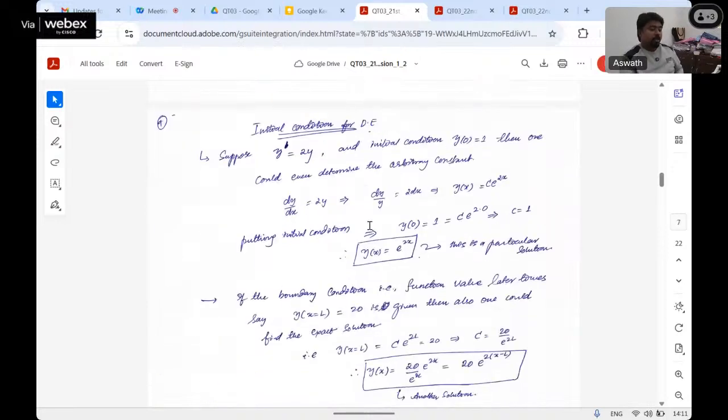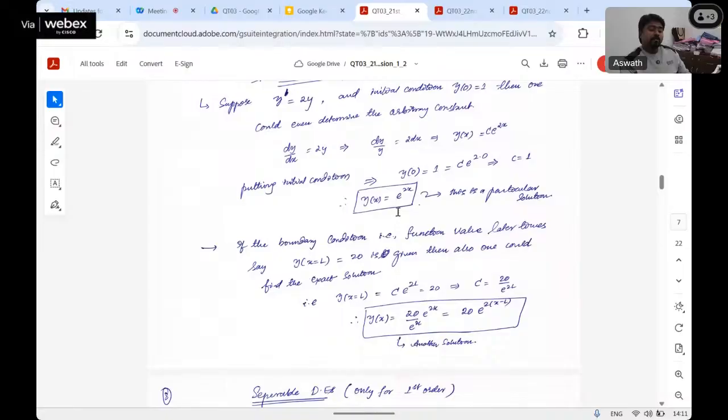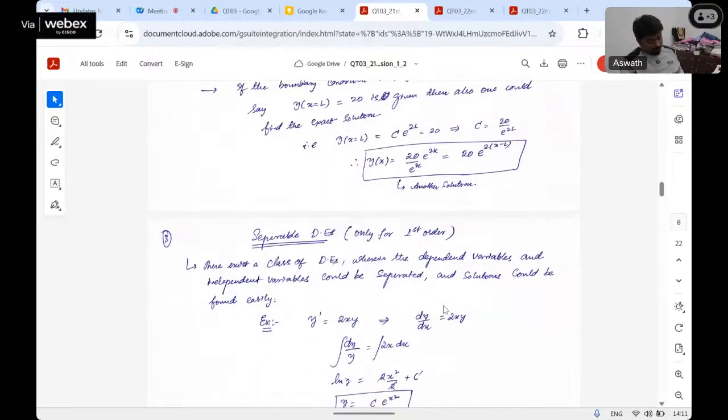Sometimes the integral constant C can also be found if someone gives me the initial condition, at least the initial condition y of 0 equals 1. I can find exactly what C is by substituting. Or if it is given at the boundary values, I can also find that C value.